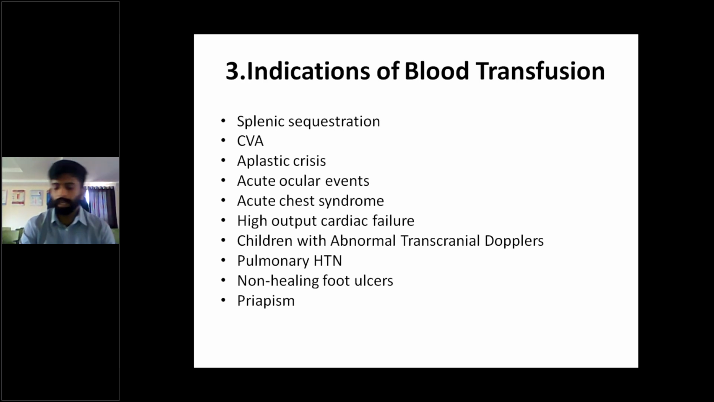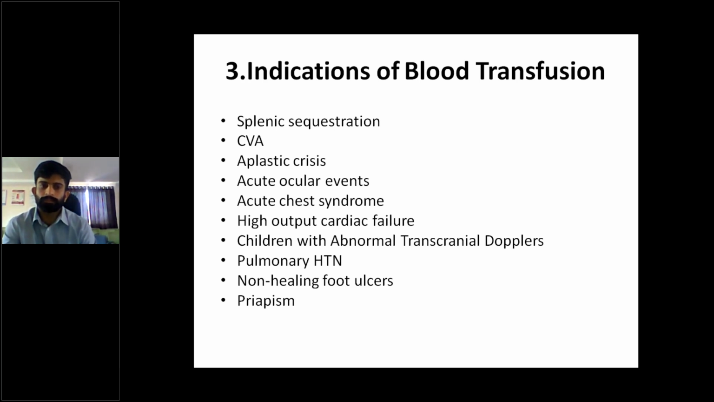Cerebrovascular accident, CVA, whether ischemic or hemorrhagic, as a matter of fact, the indication here is a little ambiguous. It's controversial, because the hyperviscosity of blood already present in the patient has led to this particular type of stroke. So the presence of CVA does not actually require blood transfusion. Aplastic crisis also is an important indication for blood transfusion.